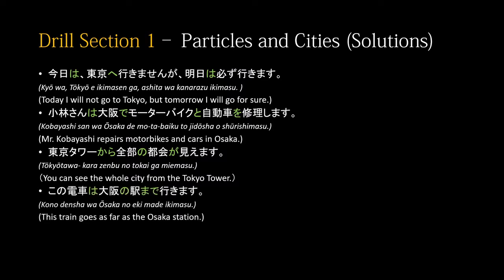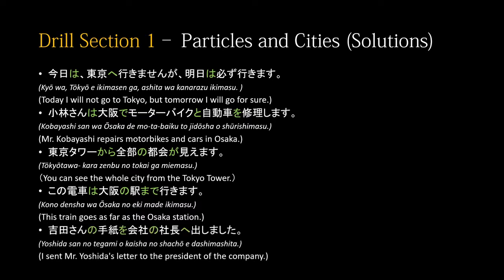Our fourth sentence, この電車は大阪の駅まで行けます, is focused on made the most, signifying a certain limit or boundary, while wa marks the topic of the sentence and the particle no functioning as a marker of ownership.